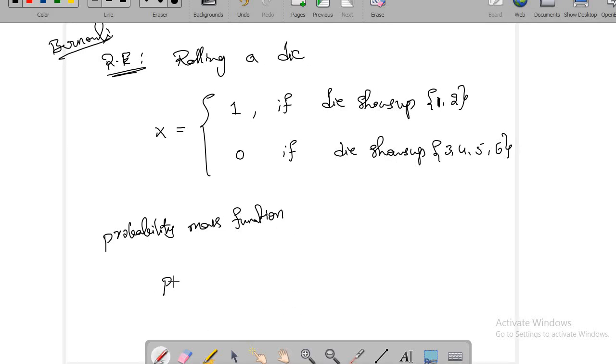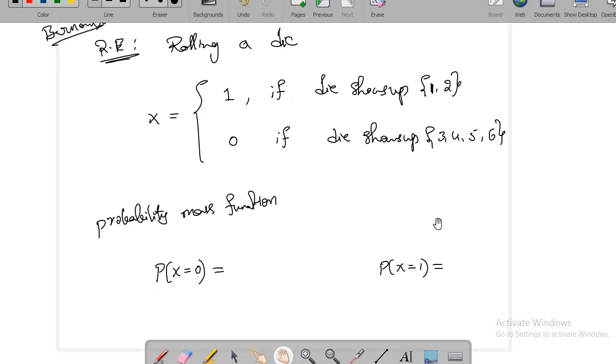So it means all that you need to see, what is the probability that x is equal to 0, this probability you need to tell me, and what is the probability that x is equal to 1. So these are the two things you need to tell me. Can you tell me? When you roll a die, what is the chance of getting either 1 or 2? Two by three, sir.